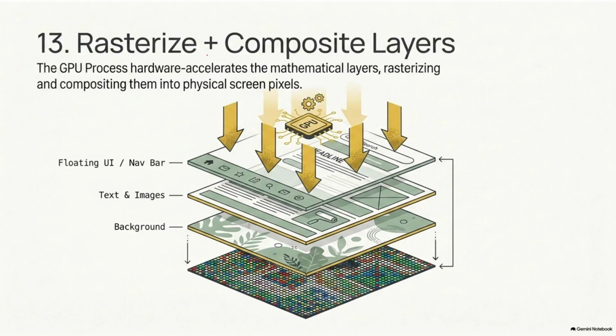Then the rasterize and the composite layer. So here what will happen? Suppose you have some GPU-related video or animation, it will be applied in this rasterize and composite layer. So here all the pixel conversion, the background, text, and images will be converted into pixels so that it will be displayed exactly how it needs to be displayed.